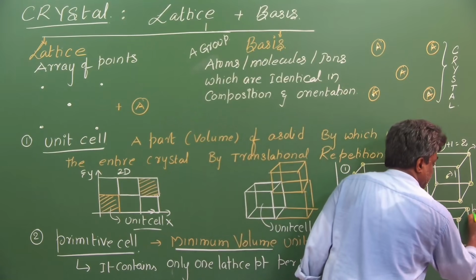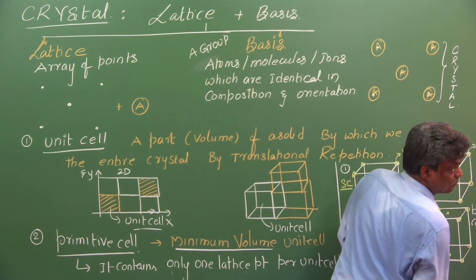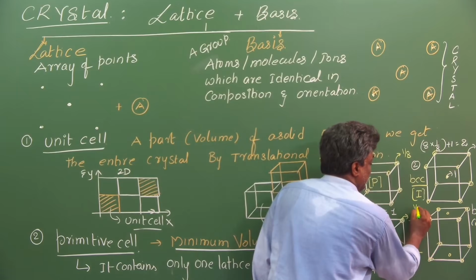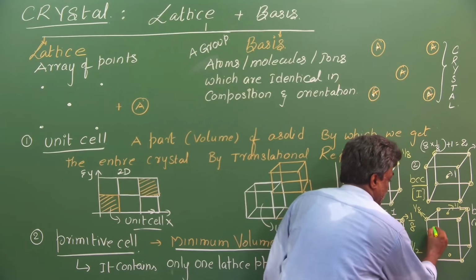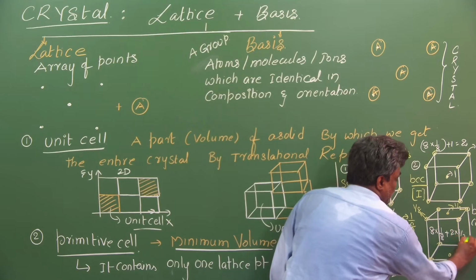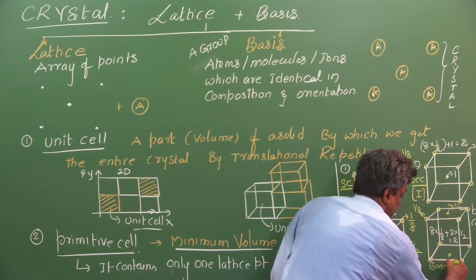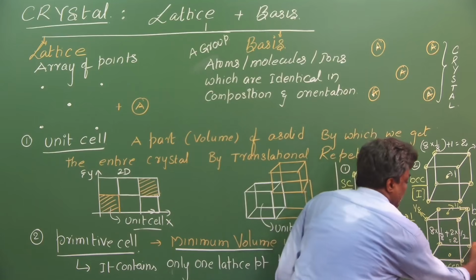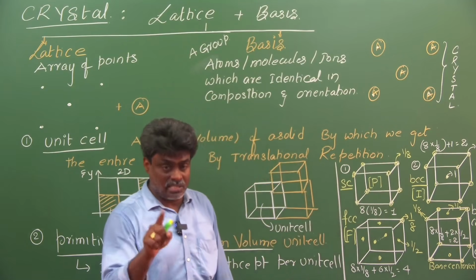Now what is this? Base centered. Here the sharing is 1/8, and here the sharing is 1/2. That's why 8 into 1/8 plus 2 into 1/2. Answer. So this is called base center, which is represented by the letter C. Base center is C.